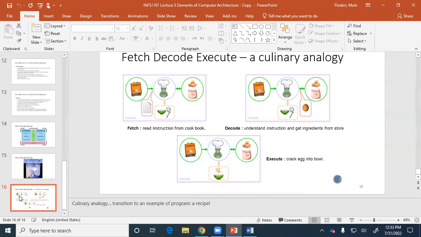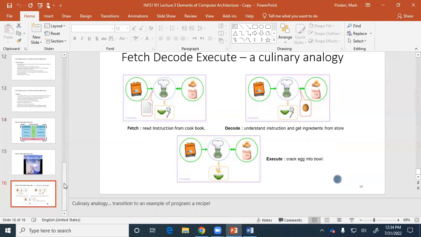Okay, so culinary analogy, cooking. Fetch would be we go and get some instructions from the cookbook. Decoding would be to understand the instructions and get the ingredients. The ingredients would be the same as the data, right? And so the data would go to the register and then to the ALU. In the control unit, we're getting the instructions. Then we pass those instructions to the arithmetic logic unit where they are decoded. And then the data that's necessary for that instruction is coupled with it. And then we execute it and it is done. So I hope that makes some sense.